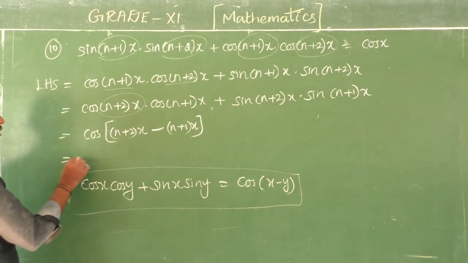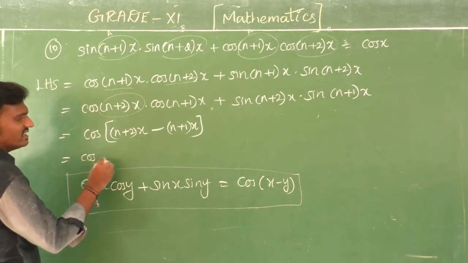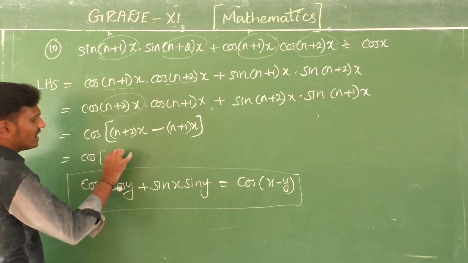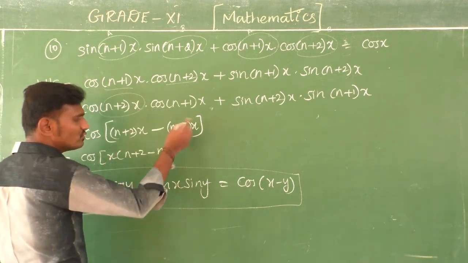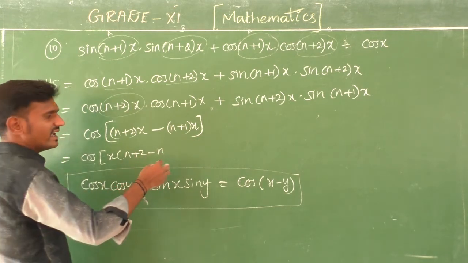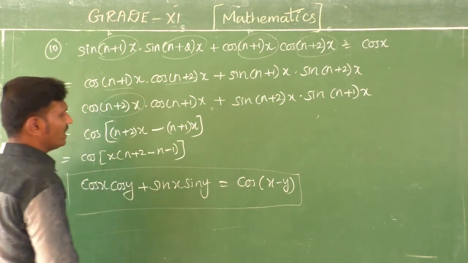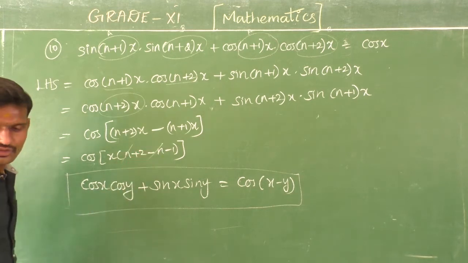Fine. Now we have a common x on both. If you take it outside, it will come (n plus 2) and (n plus 1), and moving that bracket inside, it will come minus. So plus n minus n cancel, students.